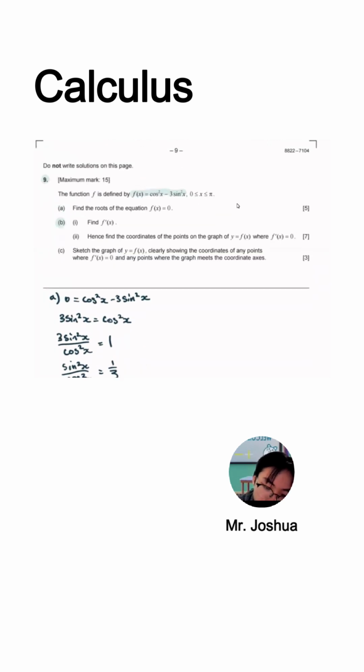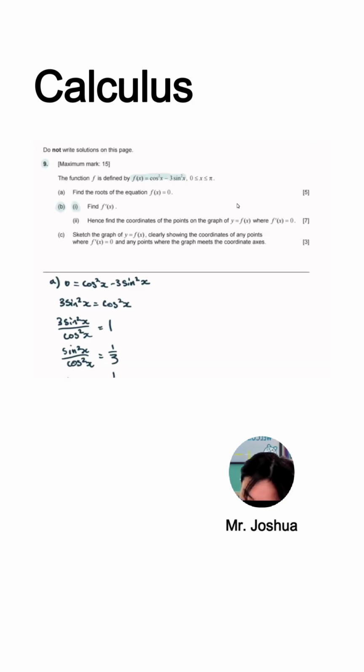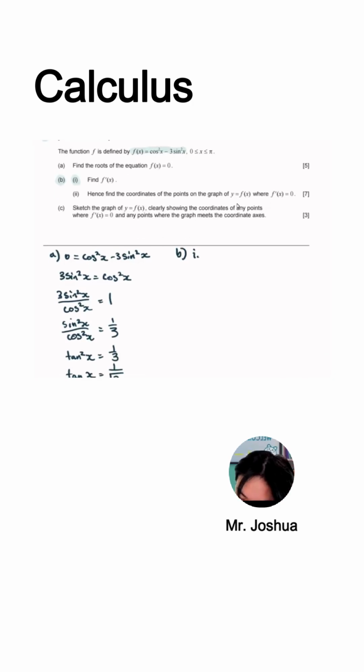So part B says find f prime of x. So to find f prime of x, we need to find the derivative of cos squared x and minus 3 sine squared x. We can do it separately because they're separated by a negative. So this is f prime of x is equal to cos squared x d by dx minus 3 sine squared x d by dx.